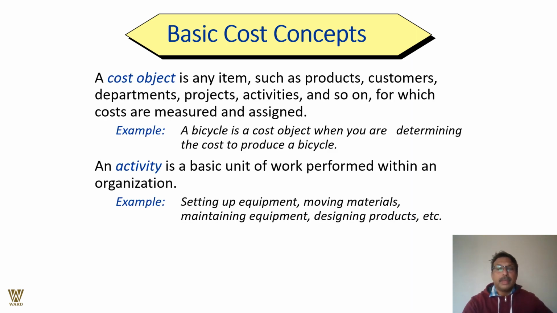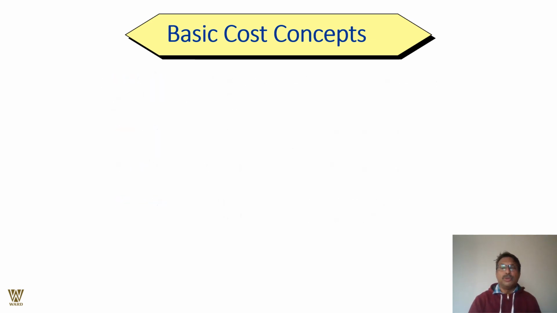A cost object is any item, such as a product, customer, department, project, or activity, for which costs are measured and assigned. For example, a bicycle is a cost object when you determine the cost to produce a bicycle. An activity is a basic unit of work performed in an organization: setting up equipment, moving materials, maintaining equipment, designing products, and so on.